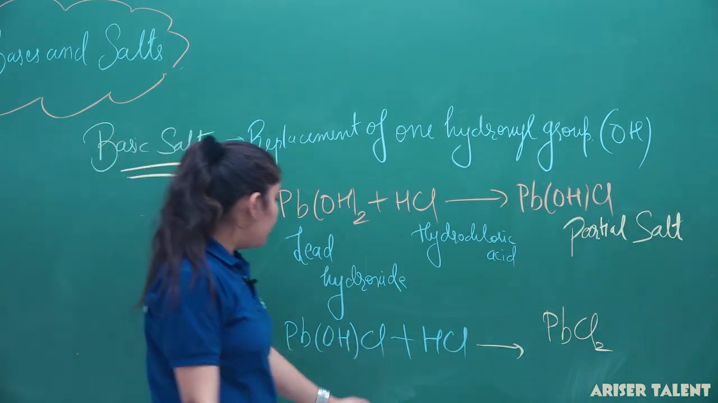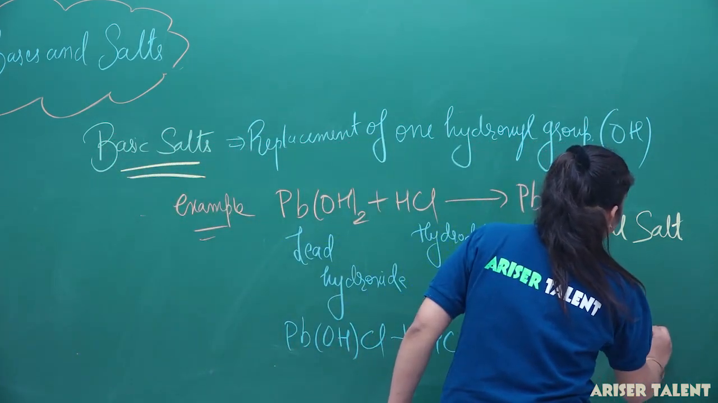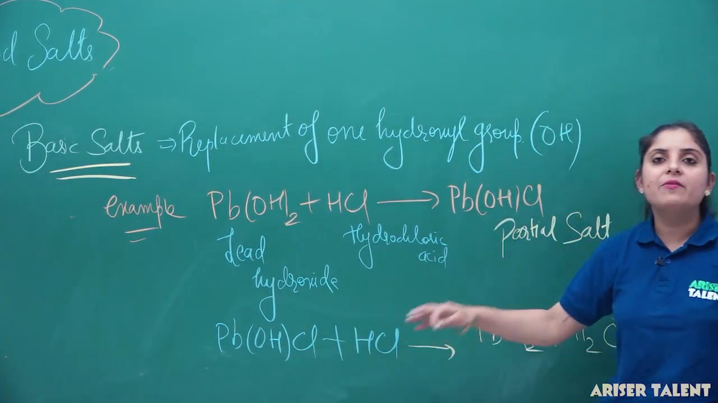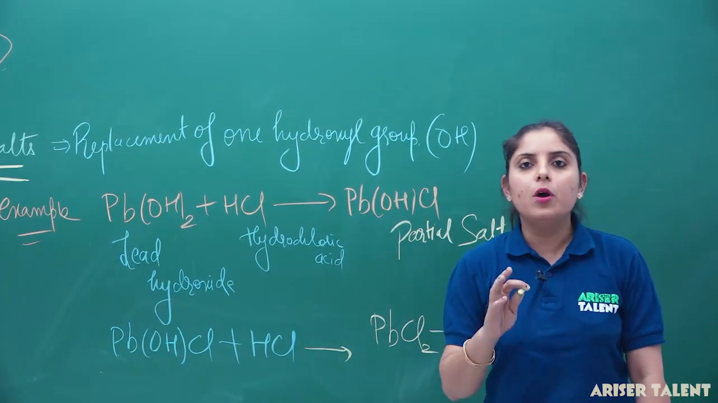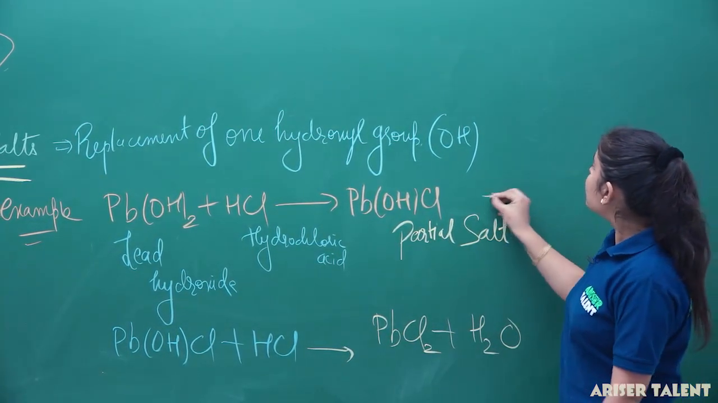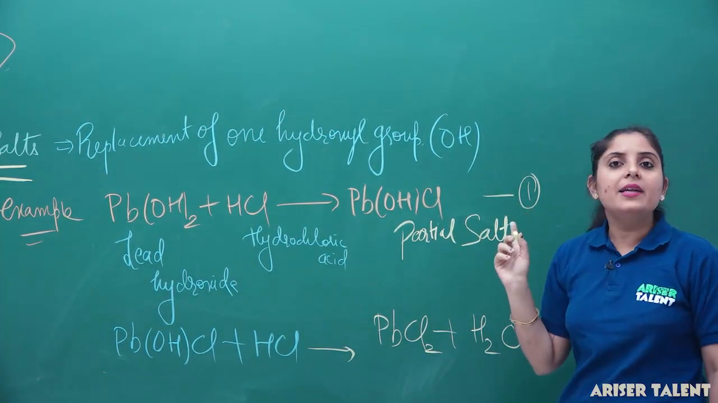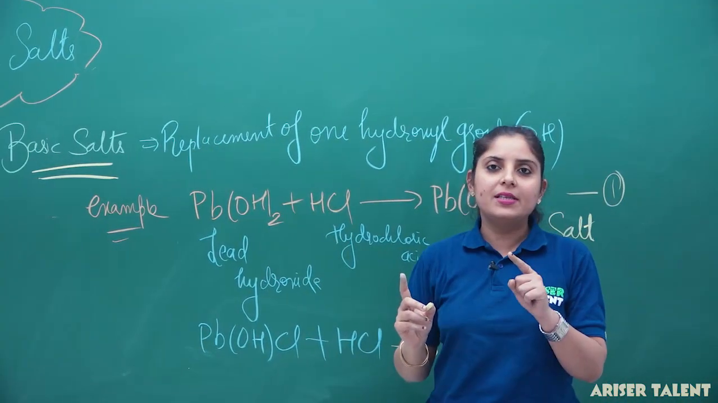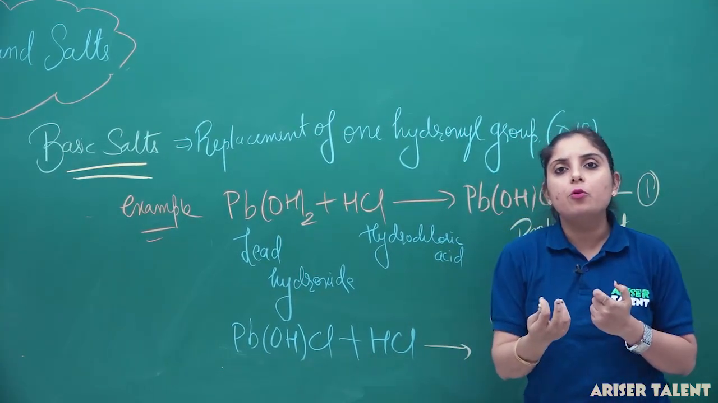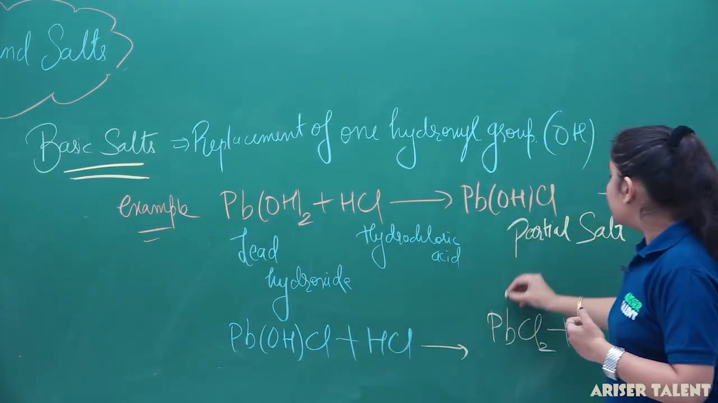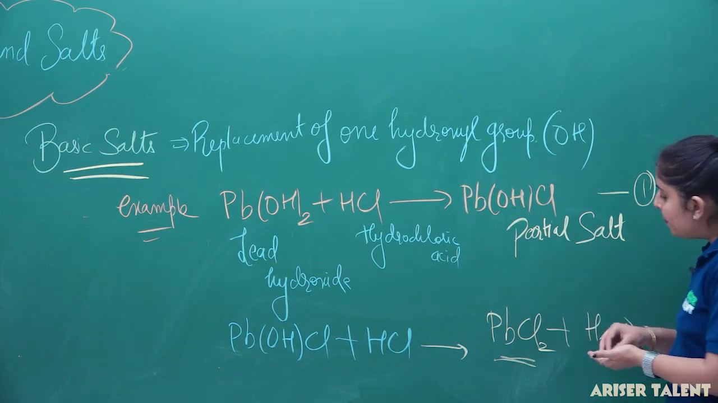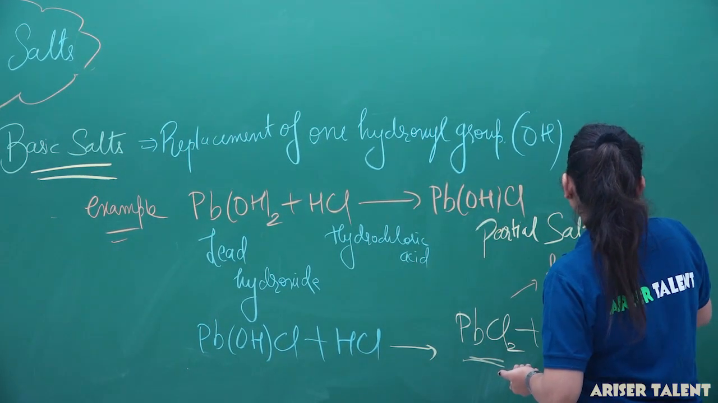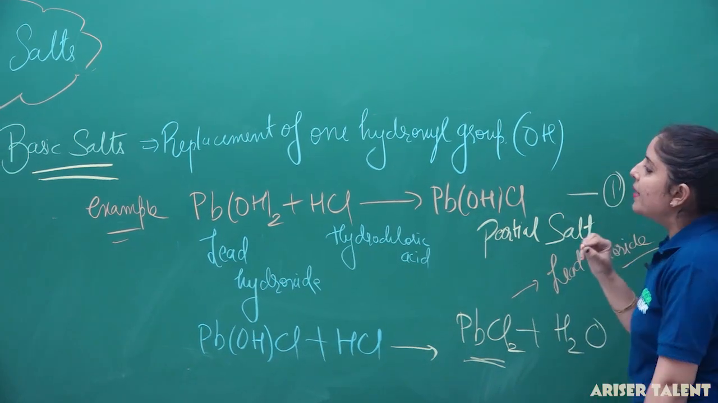lead chloride salt, and along with that you will get water from this reaction, because whenever acid and base combine, they give you a salt along with water. So, in the first step, you observed that we get the partial salt on reacting with one molecule of HCl. But if I react it again with one mole of HCl, I get the complete salt in this equation, and this complete salt is actually lead chloride. Okay, so this is about the basic salt.